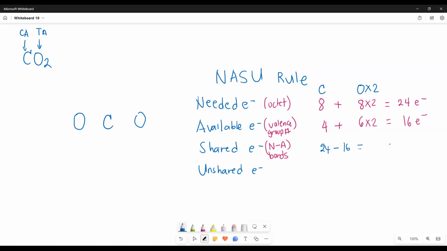Is that right? 8. Yes, 8. Sorry. So we have 8 electrons to be shared between those atoms. How many bonds are that? Remember, there are 2 electrons for every bond. So we have 4 bonds here.